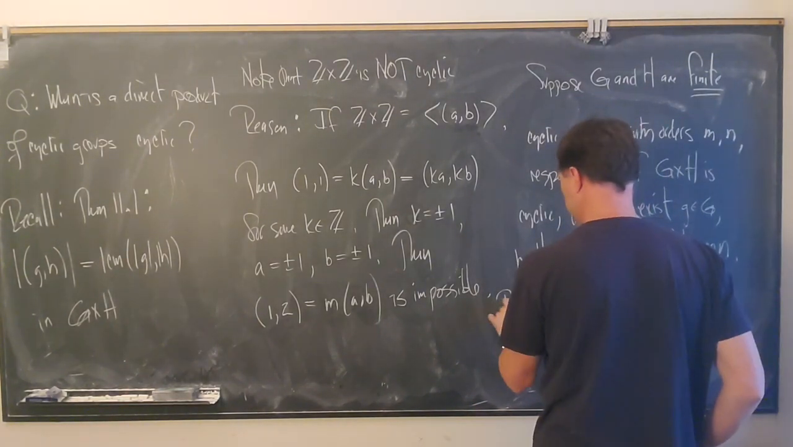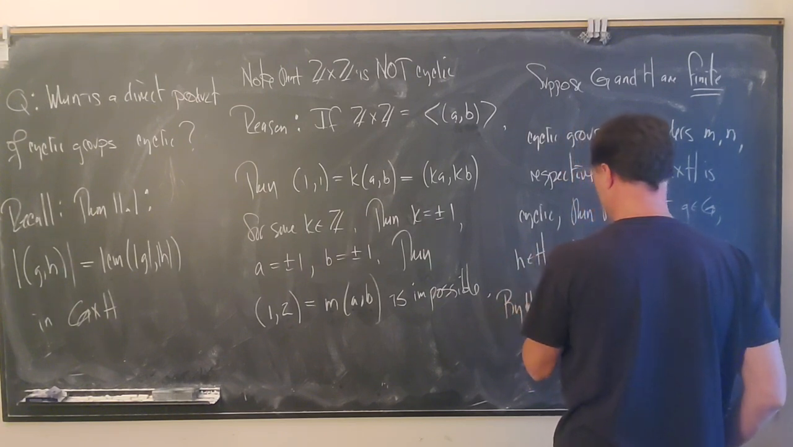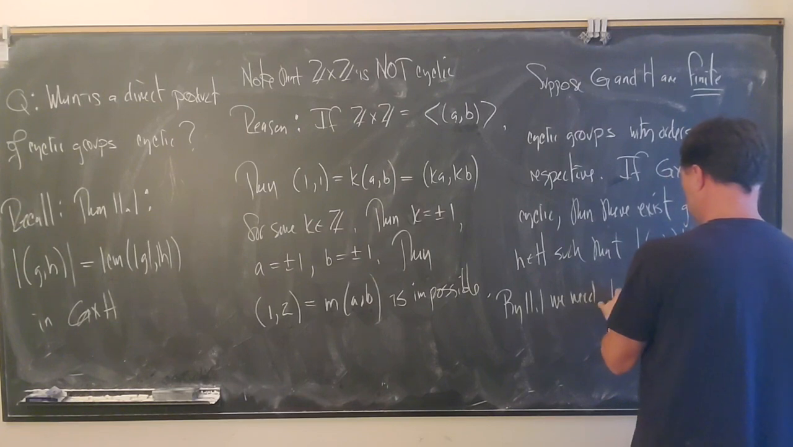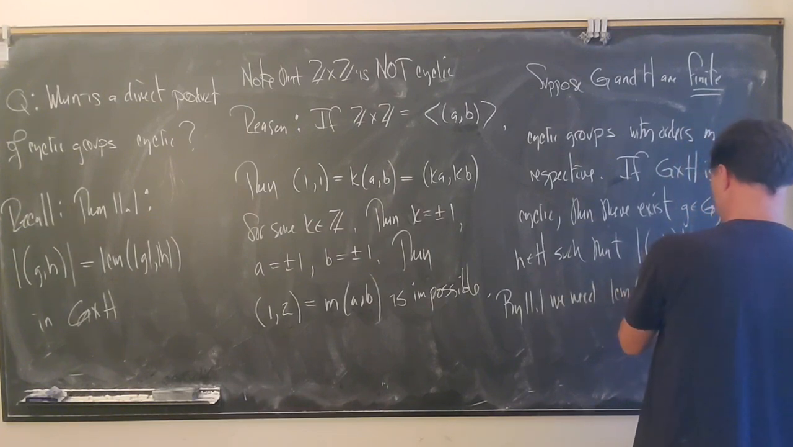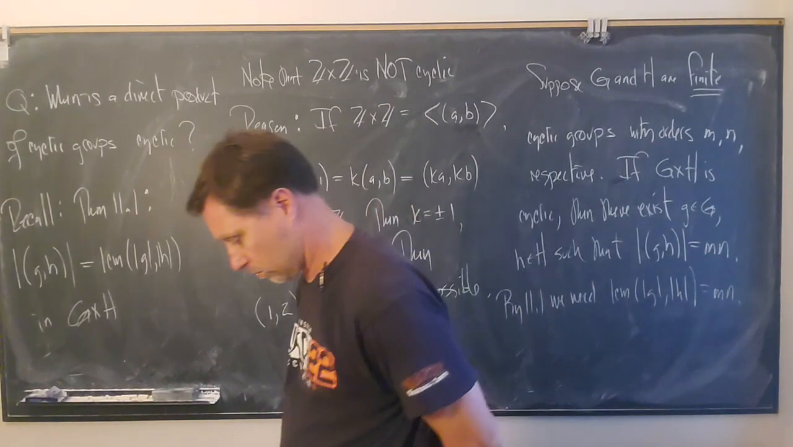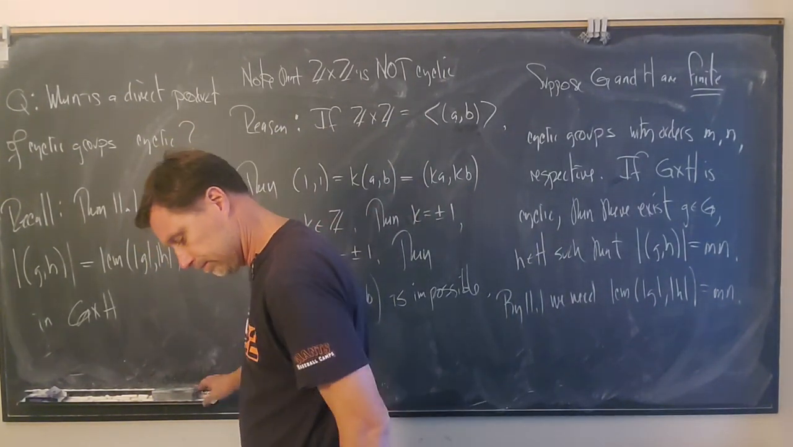So by 11.1, we need the least common multiple of the order of G and the order of H equal to M times N.